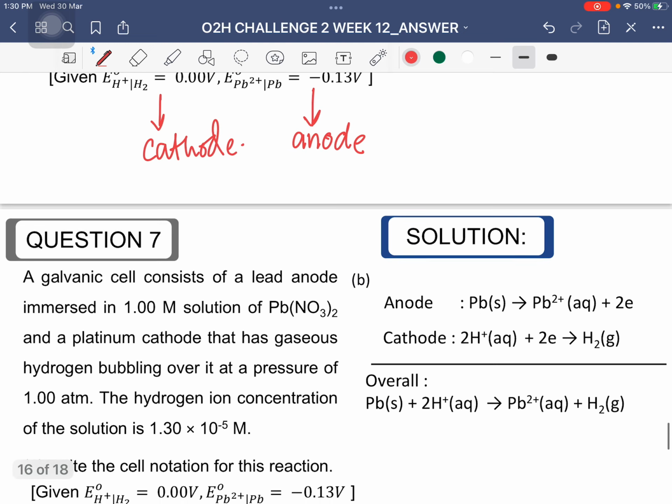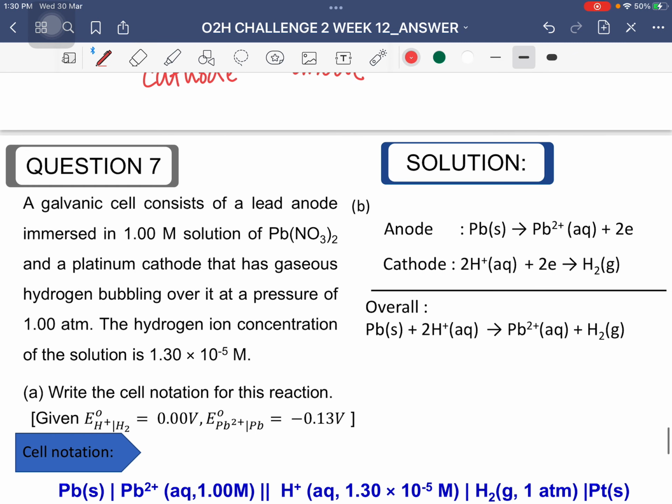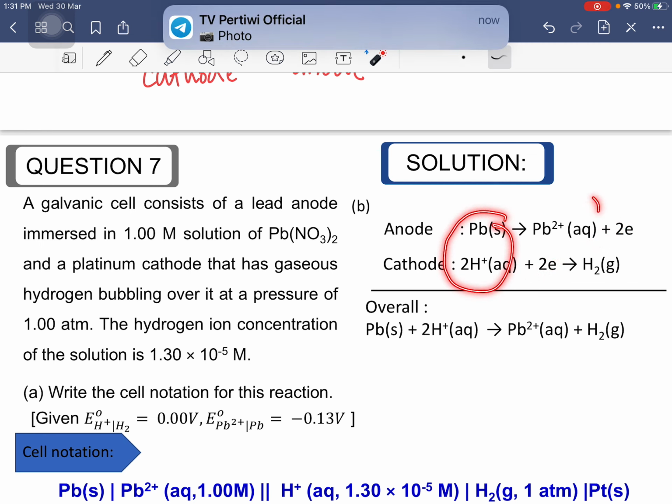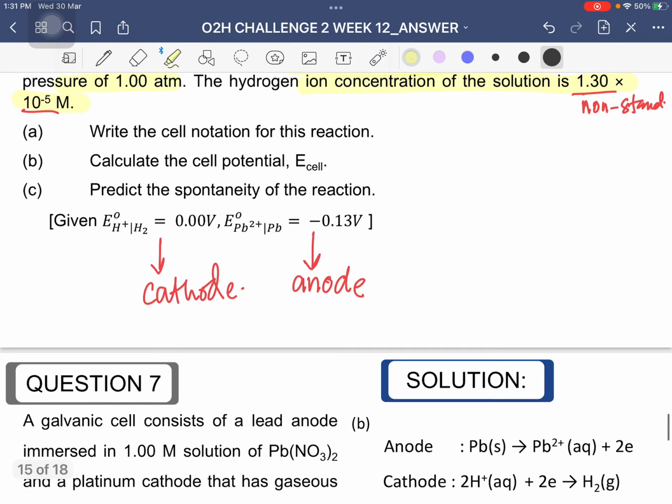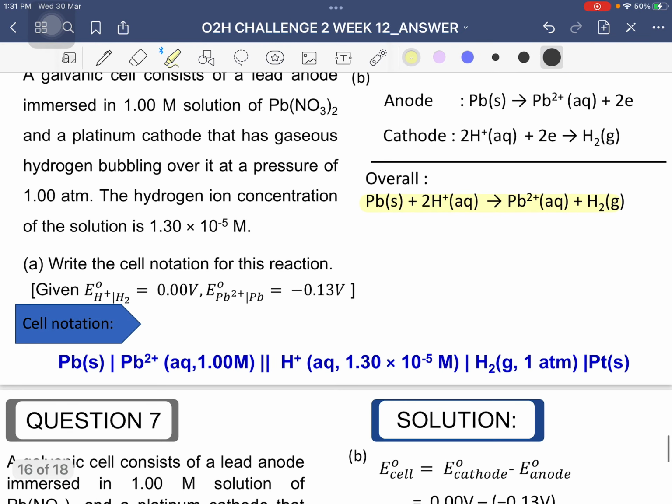Okay, so let's write the half equation where lead undergoes oxidation, releases electrons to be lead 2+, and hydrogen ion in the solution receives the electrons to form hydrogen gas. Okay, by right we can cancel 2 electrons both sides, which is equal number of electrons, so we just combine left side and right side. Finally, we will produce our overall equation. From the overall equation, we need to write the cell notation.